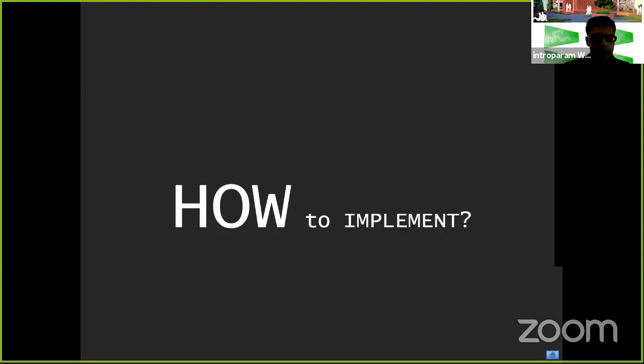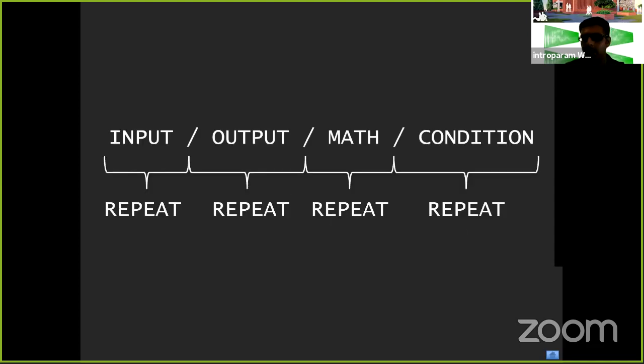So how do you implement? Now we're getting into it, so this has been a beautiful little theory. So how do we implement? Any computation just broadly operates on these five principles. There's always an input and of course an output. What do you do with the input and output? There's math: you add, you multiply, you divide, you subtract.